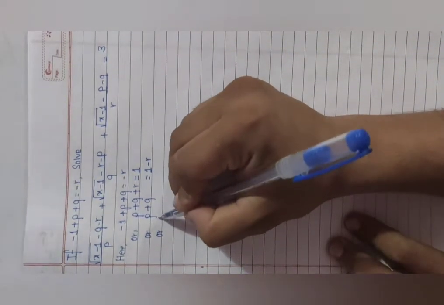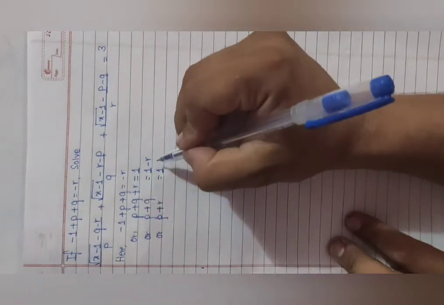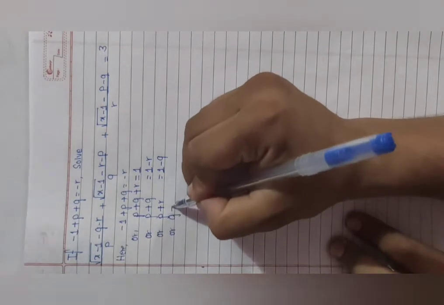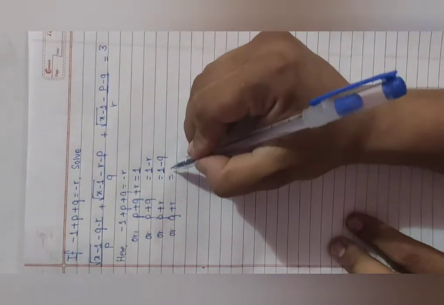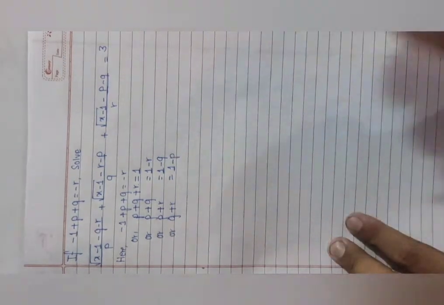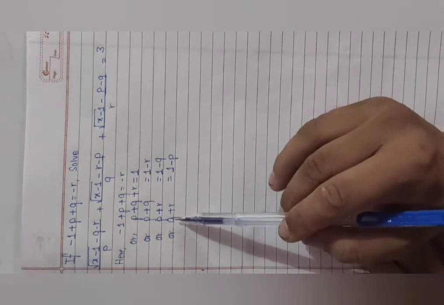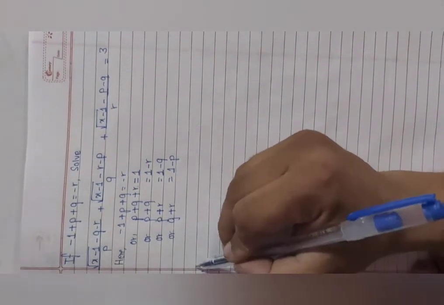I can also get the value of p plus r. It is 1, and if I take this plus q after the equals sign, it becomes minus q. Similarly I can get the value of q plus r. From this q plus r, if I take this plus p after the equals sign, it becomes minus p. So I have these values here: the value of p plus q, the value of p plus r, and also the value of q plus r. Now I'm going to start my problem from here.